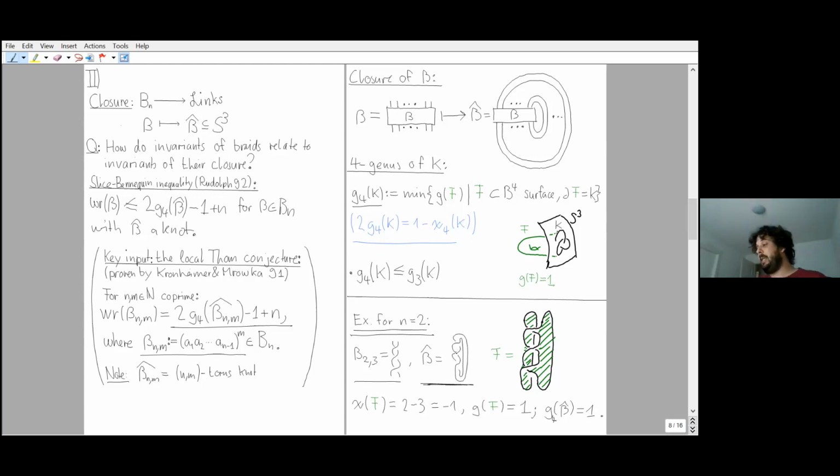And you see its writhe is 3, and you can check that this equality is true if you know that the four-genus of the trefoil happens to be 1. And if you don't know, you can use the inequality I have here to conclude this, because here's a surface of genus 1. And how do you prove that there's no surface of genus 0? Well, you shouldn't prove it that way. There are much easier ways, but you could use the slice-Bennequin inequality to conclude it.